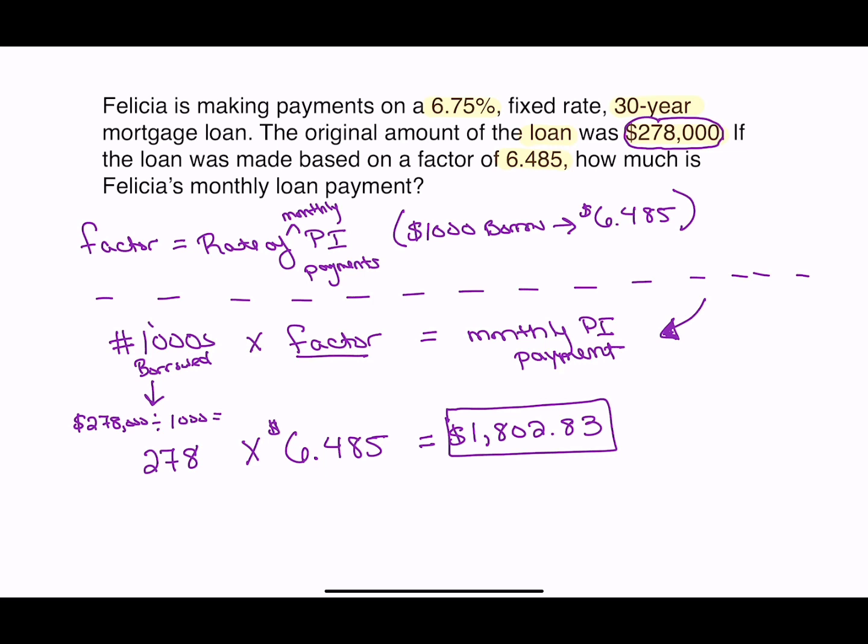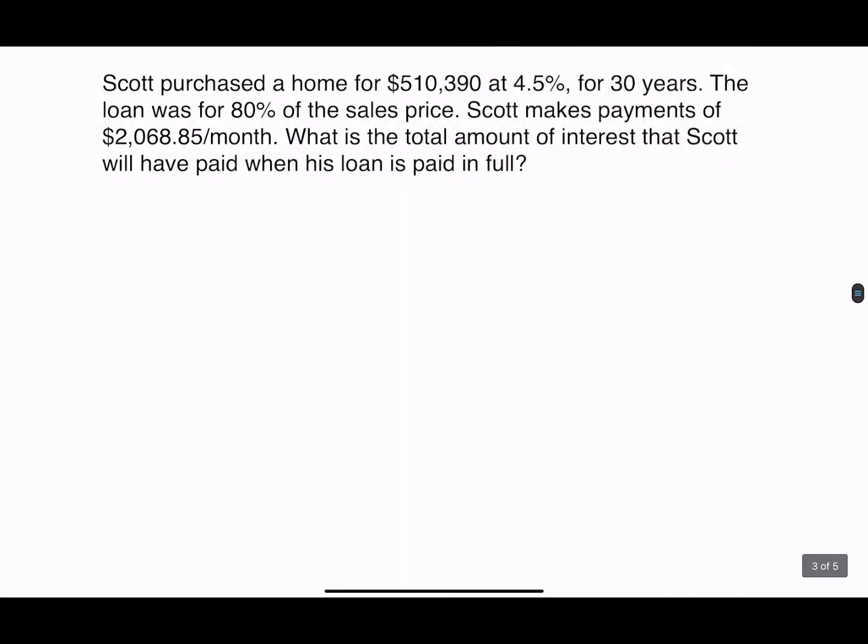So hopefully this is helping. Let's move on to finance problem number 3. Scott purchased a home for $510,390 at 4.5% for 30 years. The loan was for 80% of the sales price. Scott makes payments of $2,068.85 a month. What is the total amount of interest that Scott will have paid when his loan is paid in full?